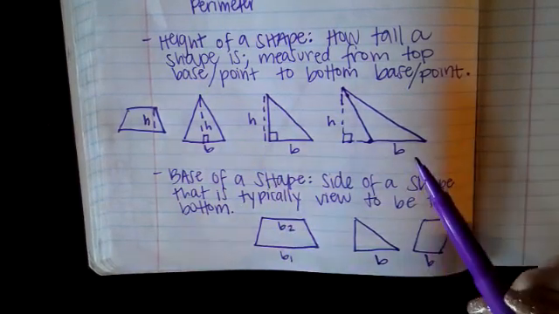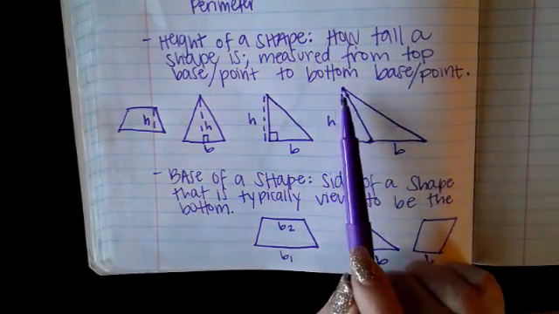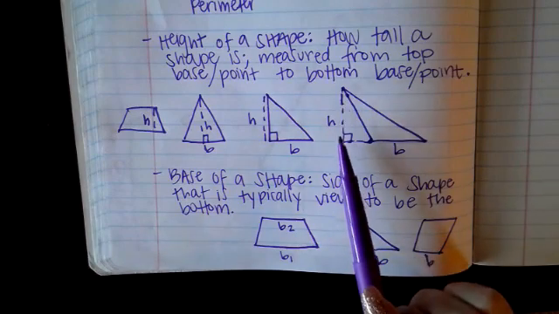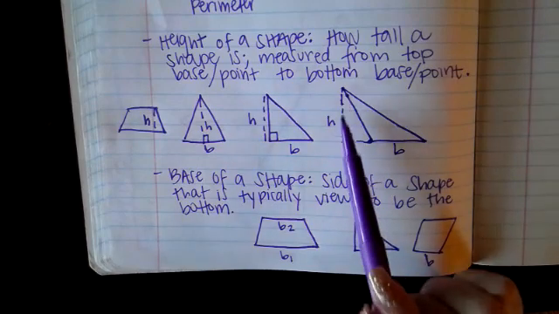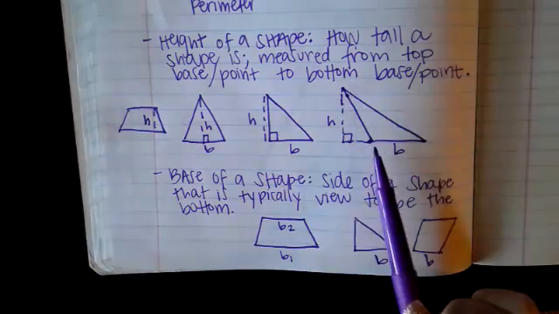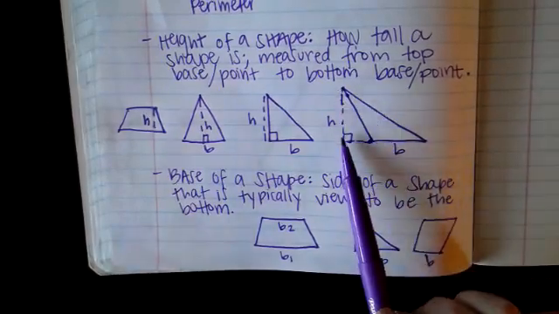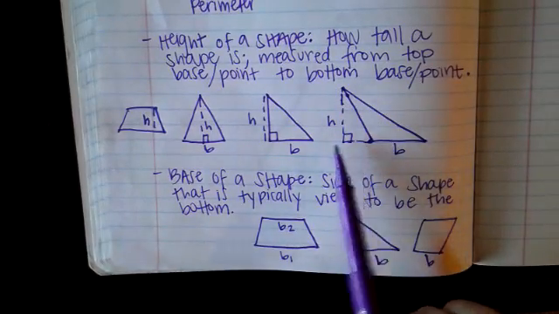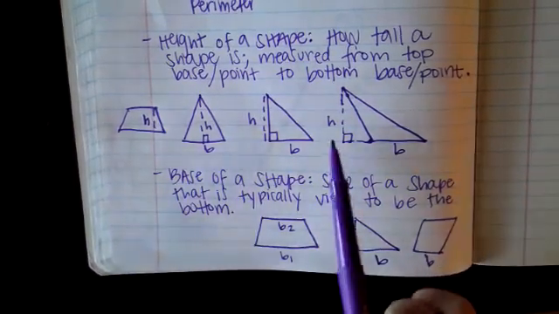And in what's called an obtuse triangle, we actually measure it outside of the triangle. We measure it from the top point all the way to where it's perpendicular to the base, where it forms a right angle. So that's where the height is in this kind of triangle. But it's always from the top point to the bottom, a perfectly straight line that's perpendicular, or makes a right angle, with the base, the bottom of the shape. So in triangles, this is what it looks like.